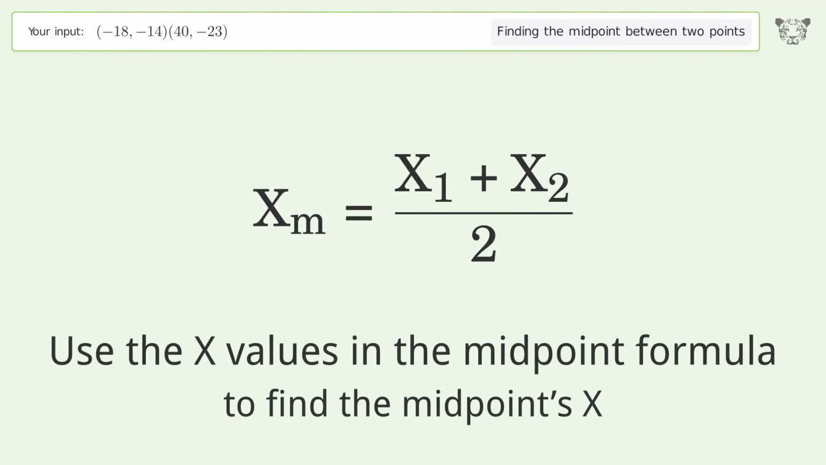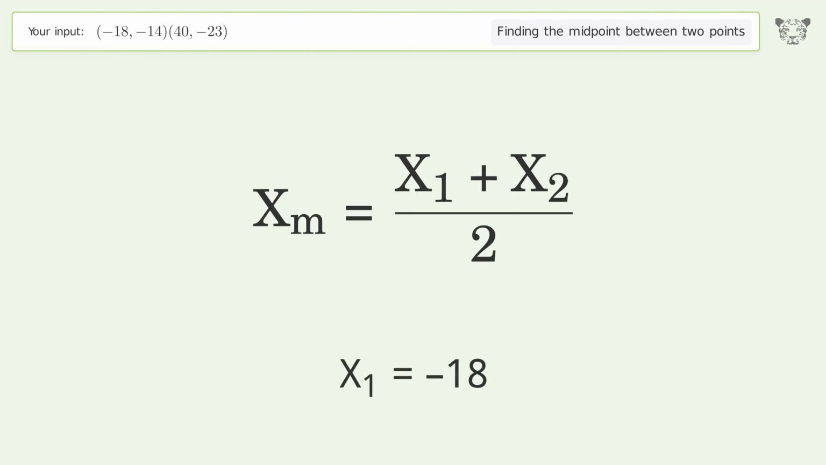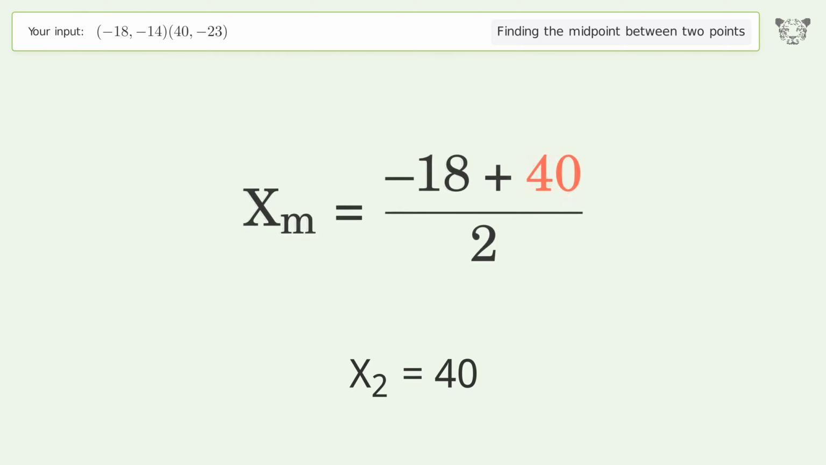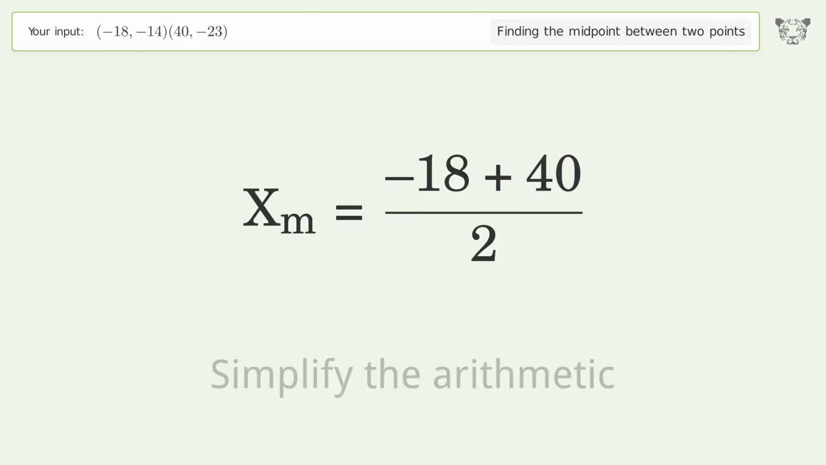Use the x values in the midpoint formula to find the midpoint's x. x1 equals -18. x2 equals 40. Simplify the arithmetic.